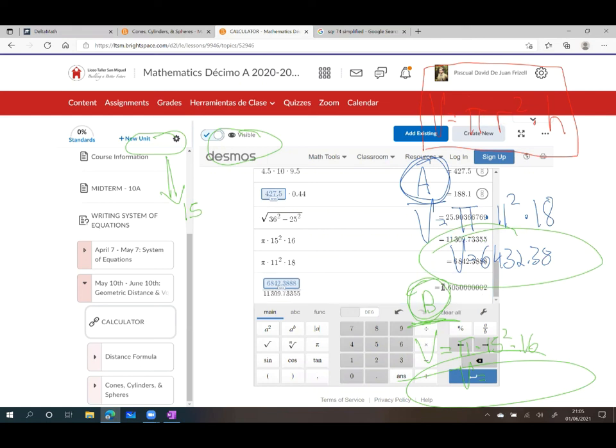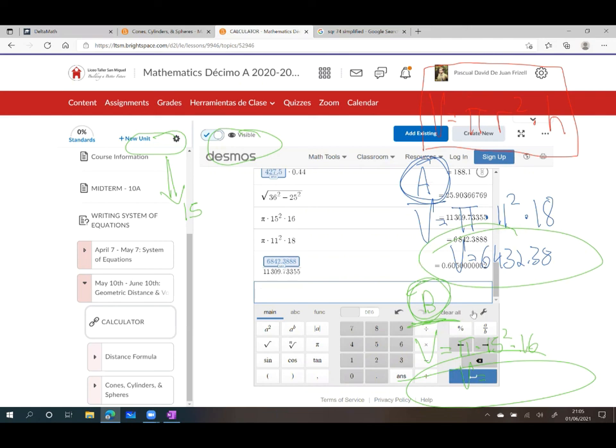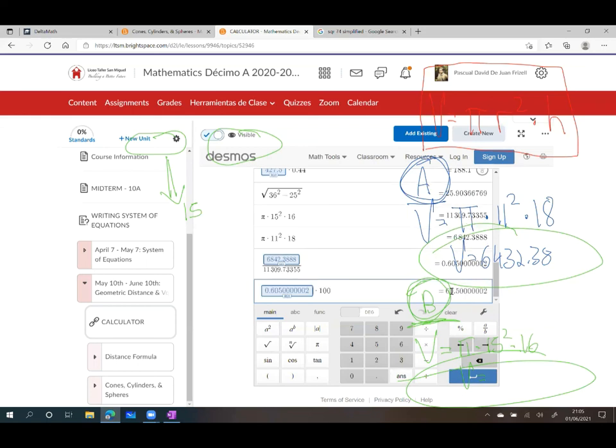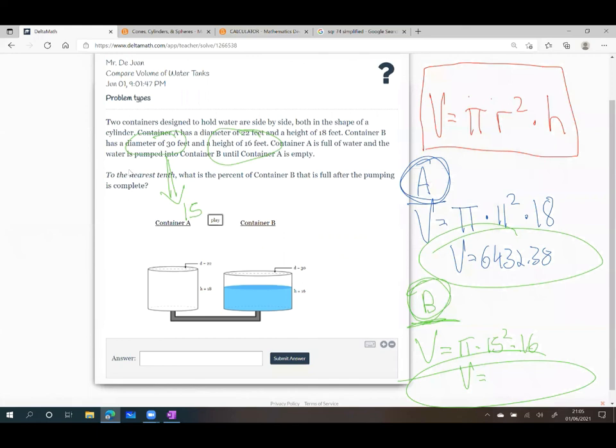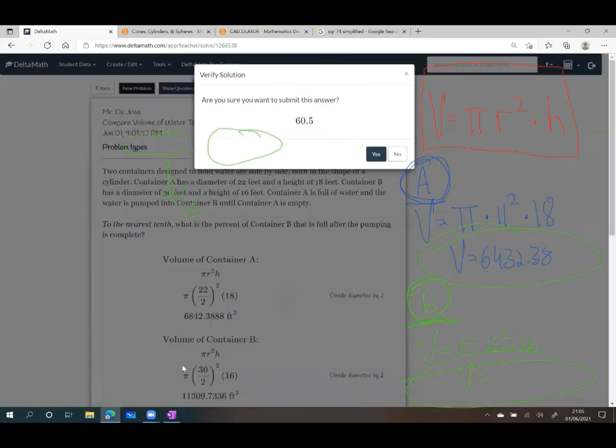This is just a reading exercise. 0.605. Now, we need to multiply that by 100. Why do we need to multiply it by 100? Because a decimal is not a percent. Times answer by 100. And there we have our percent, 60.5. And it's going to ask us to the nearest tenth. Well, we got quite lucky there, 60.5.